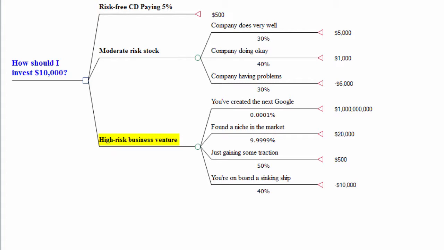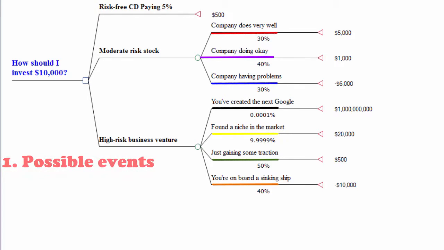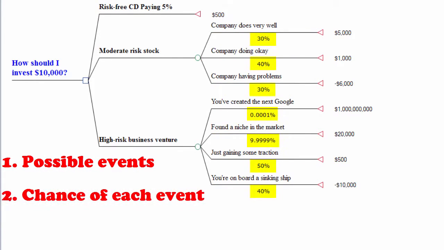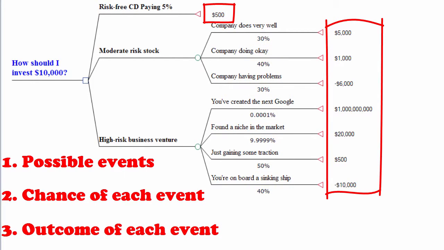Now, in order to make a decision, you'll need some additional information, right? We need to know, or at least have some sort of guess, as to the possible events that can take place with each option, the chances that each of these things will happen, and the aftermath in terms of money gained or lost with each event pathway.